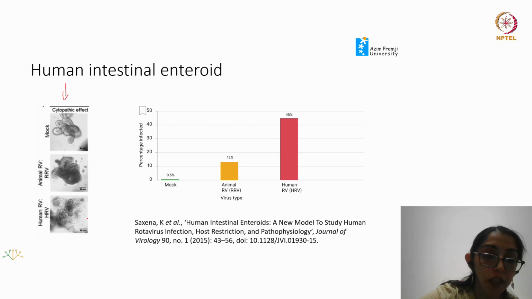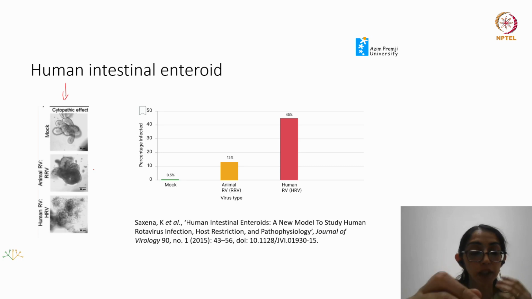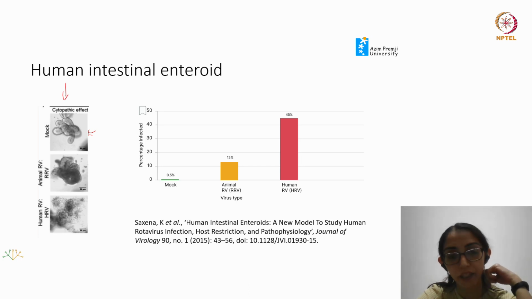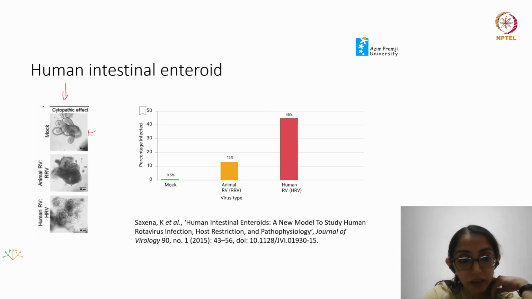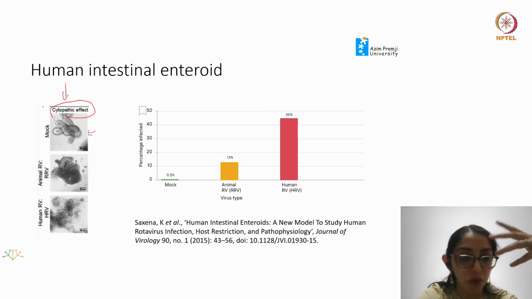At the very bottom is the human enteroid infected by the human rotavirus. The second one is a similar enteroid infected by the animal rotavirus, and the very top panel is the mock, the control, right? And what you see at the very bottom is that the enteroid that is infected with the human rotavirus has the most cytopathic effect. In other words, the cells are affected the most, and you can see they're sort of lysed and dying.